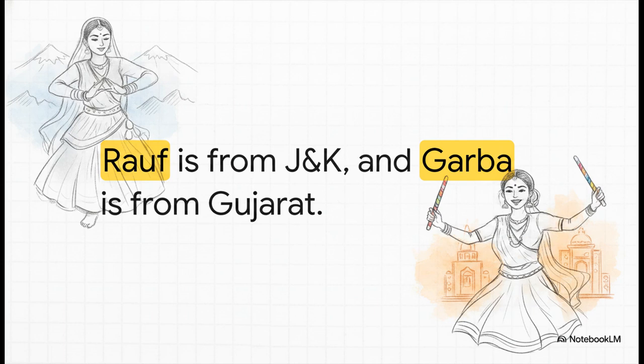Now, I want you to pay special attention to a couple of standouts here. According to the source guide, dances like Rauf from Jammu and Kashmir and Garba from Gujarat, these pop up constantly as direct questions in state folk matching tests. Exam boards absolutely love these regional highlights. So here's a quick mental shortcut. When you see Rauf, immediately think of the northernmost tip of India. And for Garba, picture the western coast.